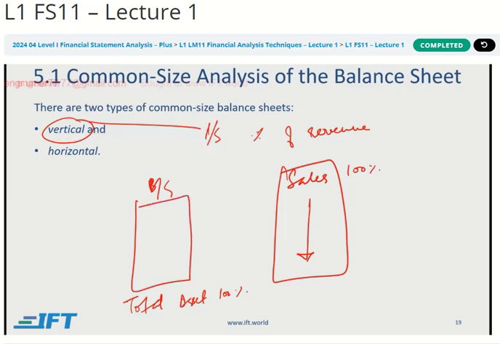And all the other items such as your cash, inventory, accounts receivable, etc., property, plant and equipment in the non-current assets. So this is your current assets, this is your non-current assets, right?